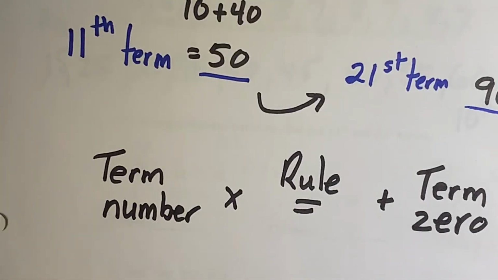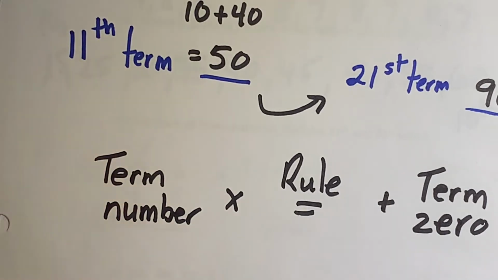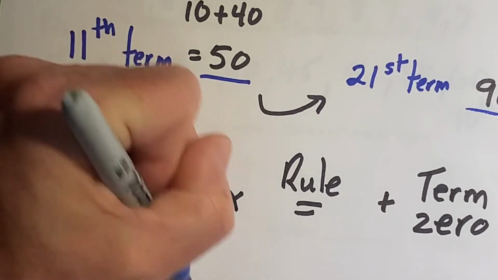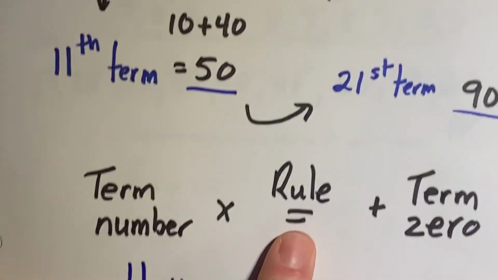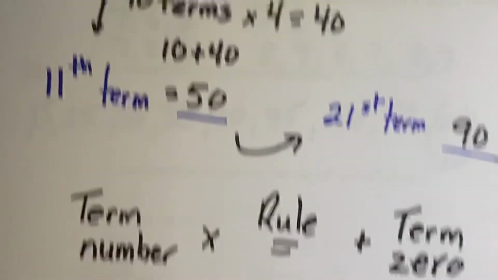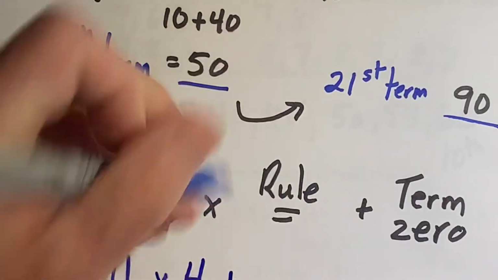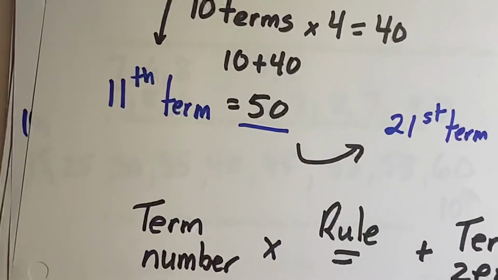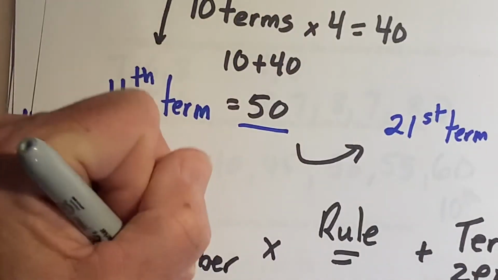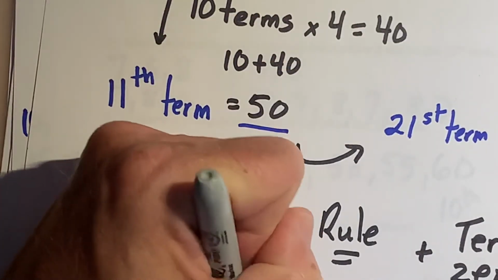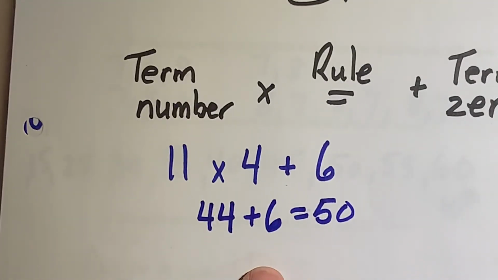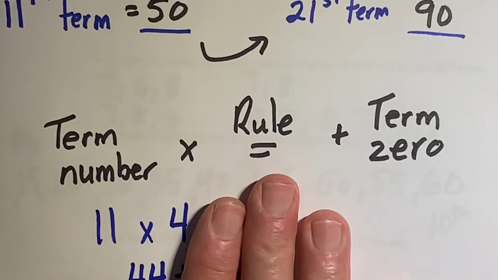So if I'm trying to find, for example, the 11th term, I would do 11 times our rule, which is, we're going up by 4s, so times 4, plus our 0 term, which we figured out was 6. And of course, 11 times 4 is 44, plus 6 is 50. Sorry, you can't see that. So that was something I showed them on Friday.